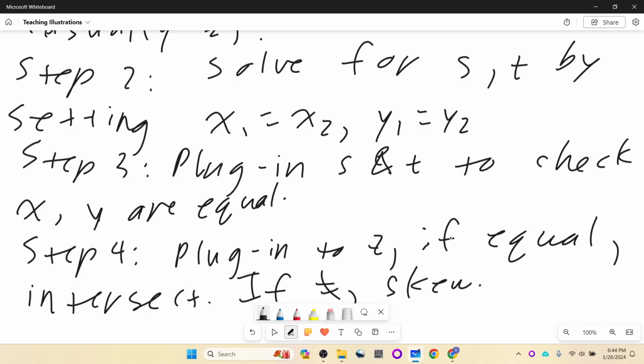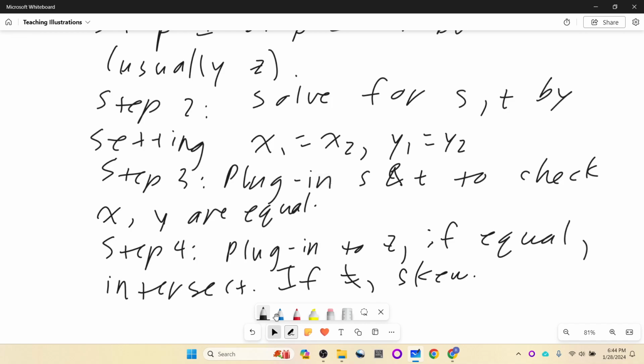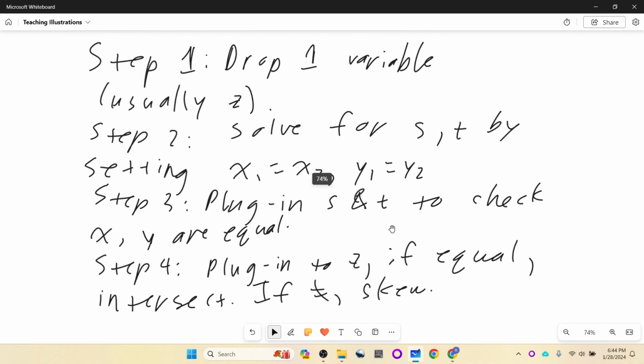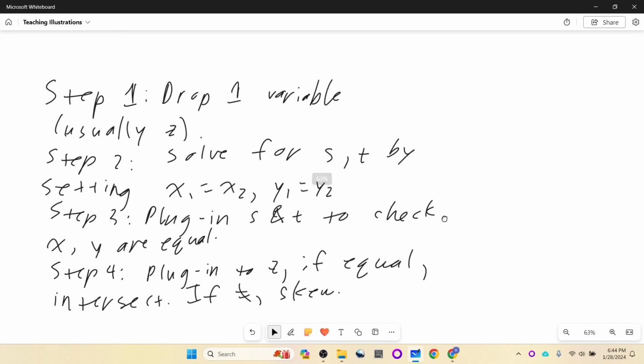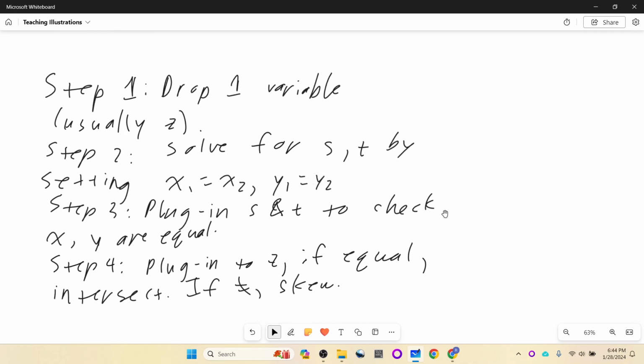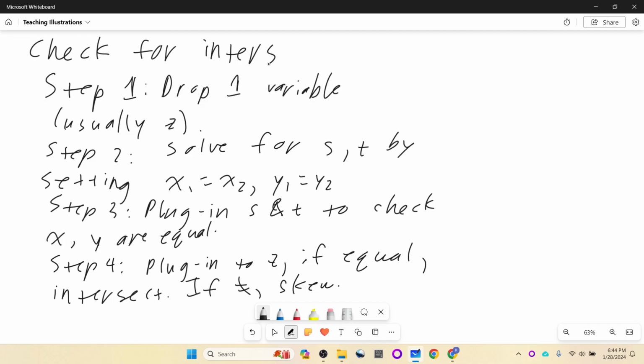All right, so if you like to take screenshots, here is the screenshot for, let's call it, check for intersecting versus skew lines.